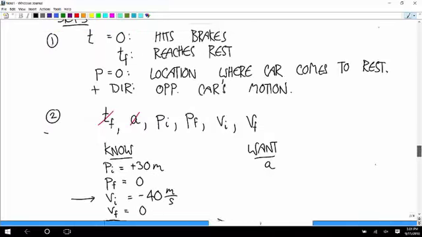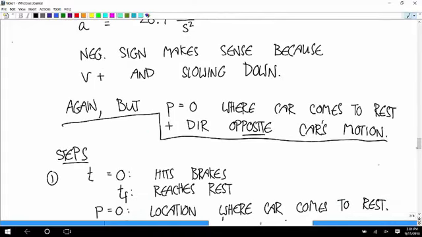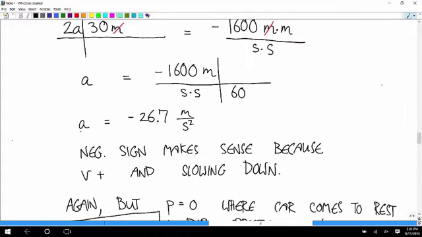I'm going to go up here and write that. So the acceleration is negative 26.7 in the first example, but you can think of that as 26.7 meters per second squared this way.